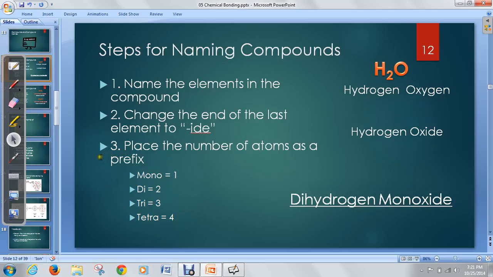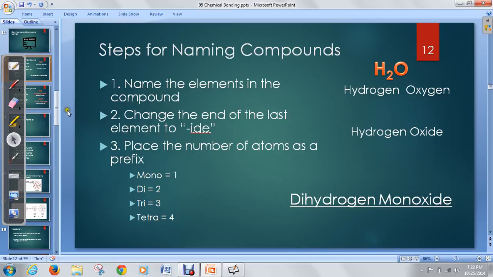Then the last step is to determine the number of atoms for each element and write the prefix that goes with it. For example, if there's just one of that element, it's mono. If there's two, it's di. If it's three, it's tri. If there's four, it's tetra. So we have two hydrogens, so it's going to turn into dihydrogen. And we have one oxygen, so it's mono, so it's going to be monoxide. So the full name for this compound is dihydrogen monoxide. Simple enough. We just follow these three steps and we can name basically any formula.